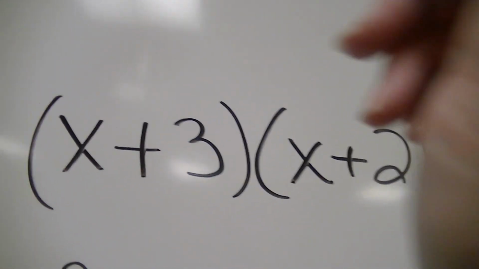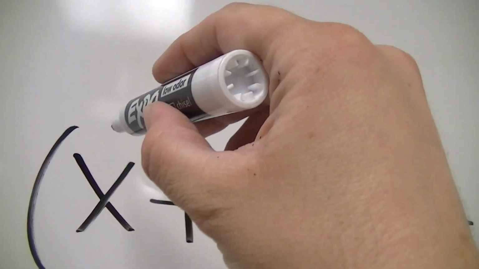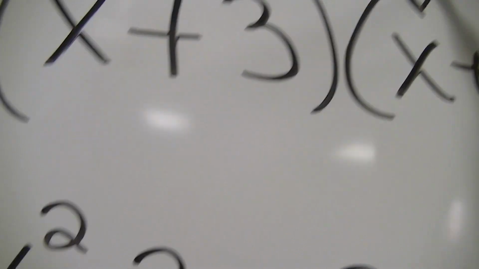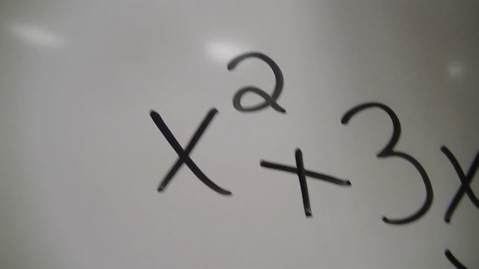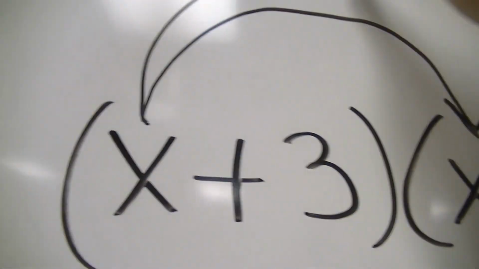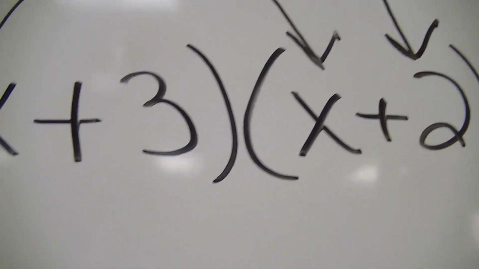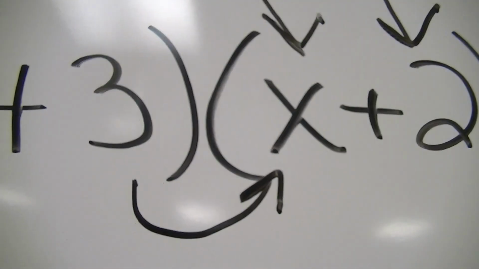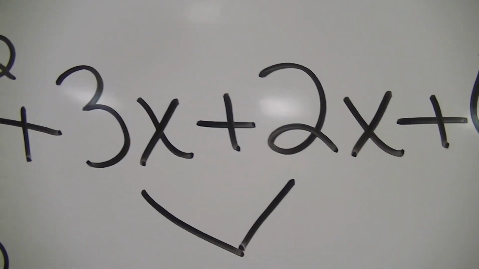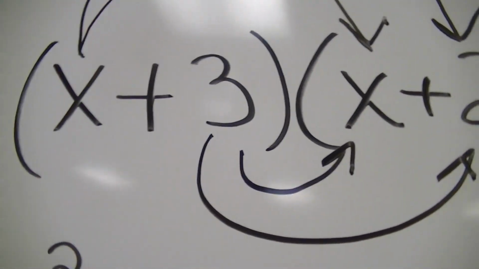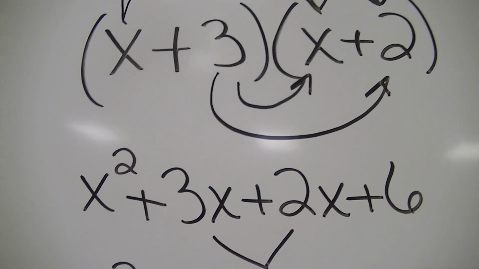So when we say first, I'm going to take this first one times this first one. That gives us x squared, right? Now, outer. This is outside, that's outside. So I'm going to take this one times this one. That's how we get 2x. And inner, this times this, 3 times x, gives us 3x. And finally last, the last in each of them, the 3 and the 2. That's how we get that 6x, all right?